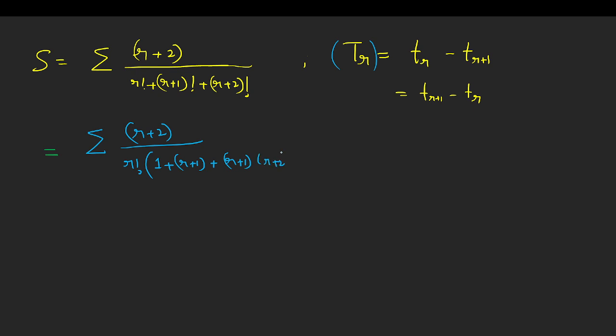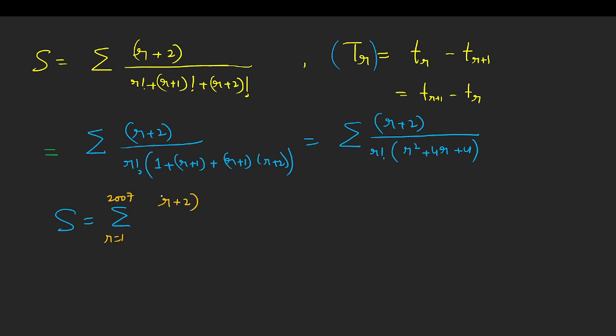Fine. So again I don't have any other choice other than to simplify whatever we have within the bracket in the denominator. So it's r square plus 3r plus 2. Okay, yeah, that's it. Fine. So S is nothing but the summation, r goes from 1 to 2007, of r plus 2, and in the denominator we got r factorial into r plus 2 whole square. So of course we will cancel it. Now what? Now what?